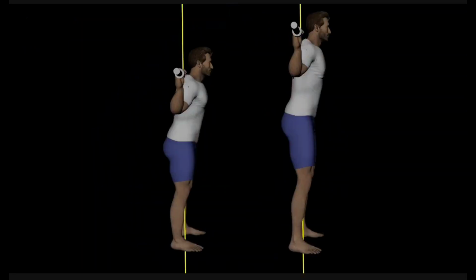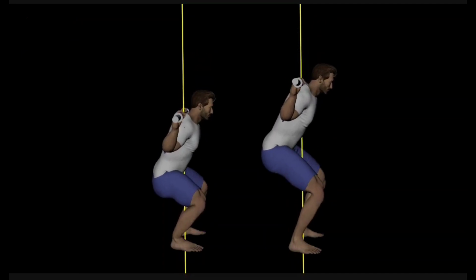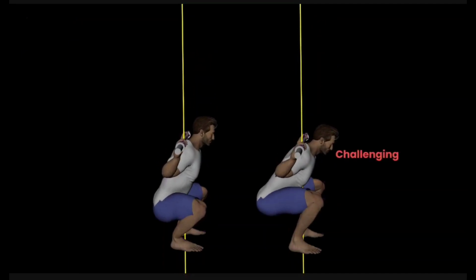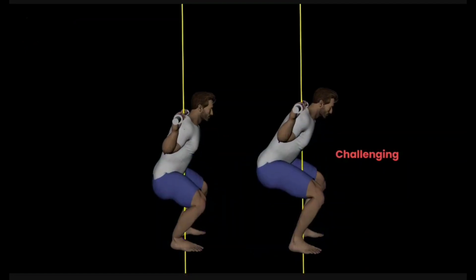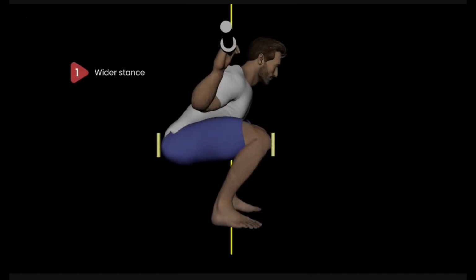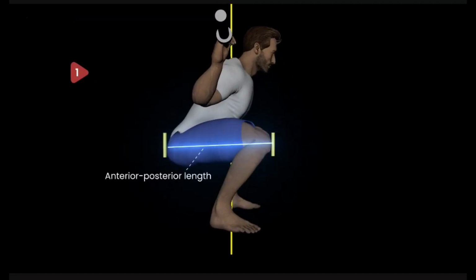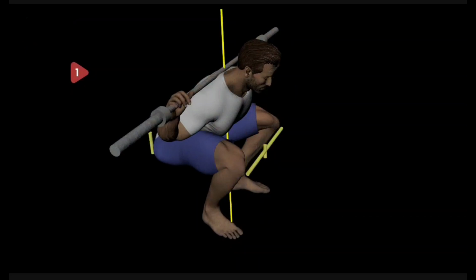In addition, there are also biomechanical differences between tall and short trainees. Taller lifters generally have more difficulty with the back squat than their shorter peers. Longer limb lengths, greater moment arm, longer distance of the bar, and the like. What is the solution? First, widening the stance can change the anterior-posterior positioning of the thighs, affecting the torso's position and angle relative to the thighs, and creating shorter anterior-posterior length during the squat.